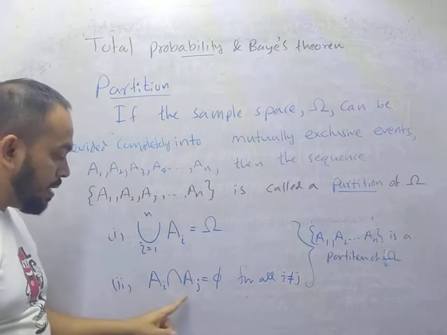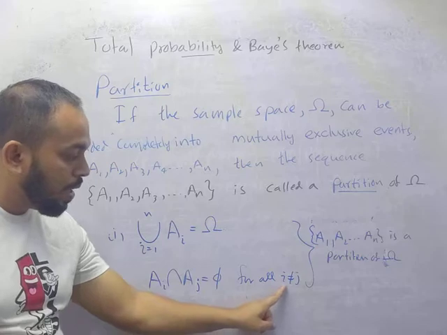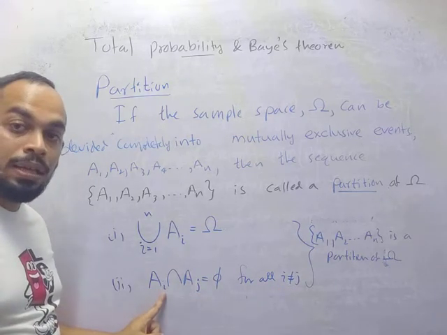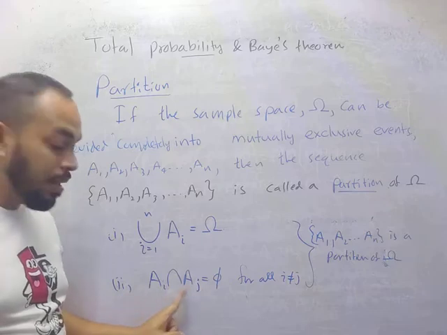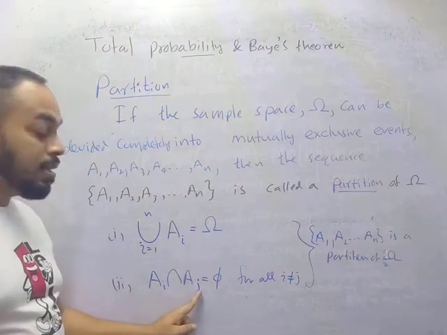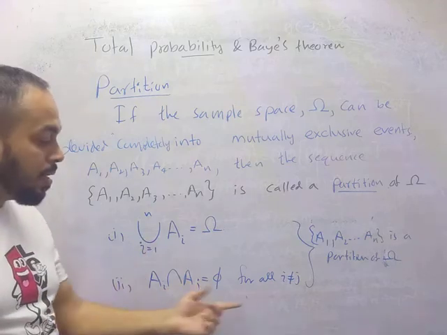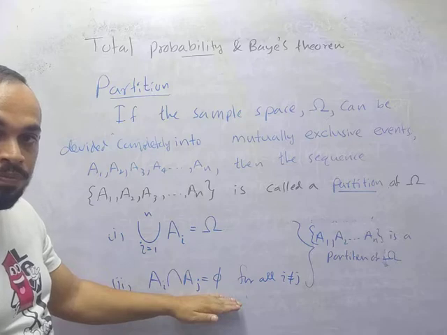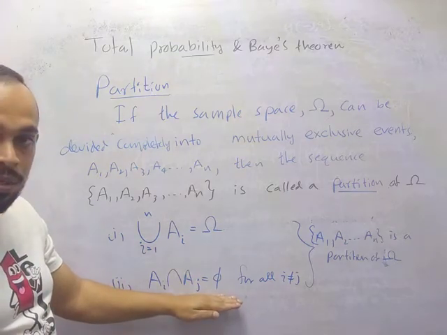Here it says I and J must be different, for all I not equal to J. For example, A1, A2, A1, A3, A3, A2, A3, AN. Not A1 intersection A1. You can't take the intersection of A1 with itself. This means the events are mutually exclusive. This implies mutually exclusive events.